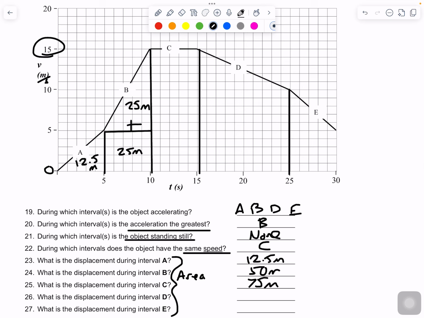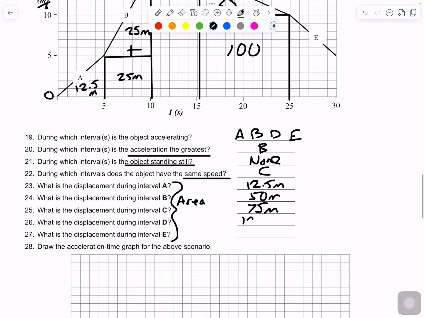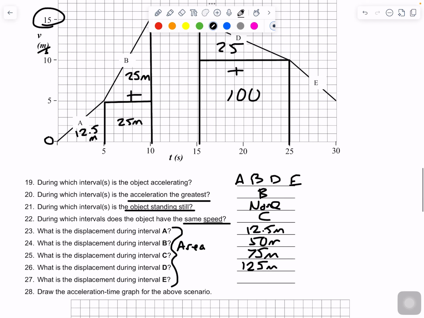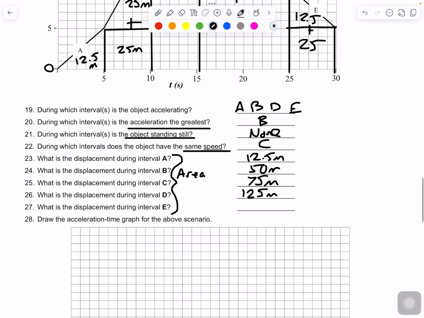Interval D, this trapezoidal region all right here. Break that down into a big 10 by 10 square. 10 times 10 is 100. And that triangle right here has a base of 10, a height of 5, that's 50. Take half of that because it's a triangle, that would be 25. Add those together, we're at 125 meters. This can also be broken down into a trapezoidal region, 12.5, just like the initial triangle here. And this square is the same as that one, so that would be 25. Add those together, we're at 37 and a half.